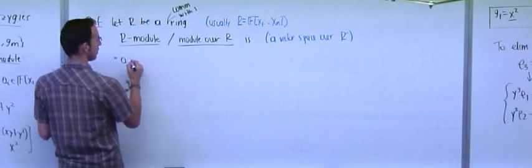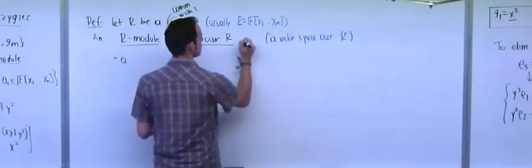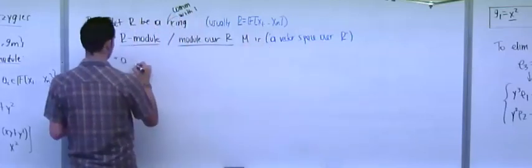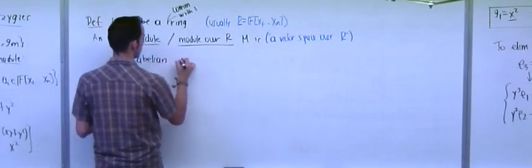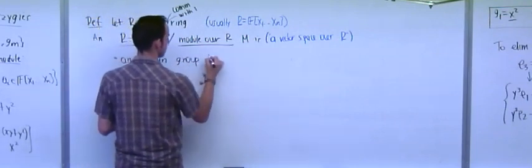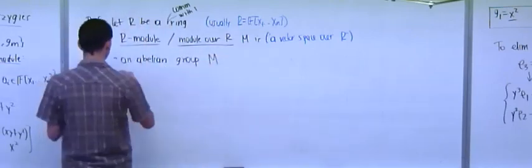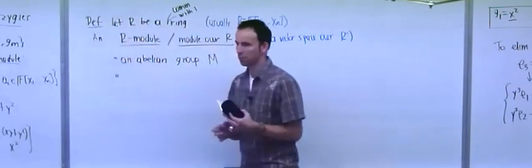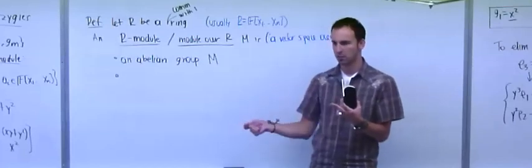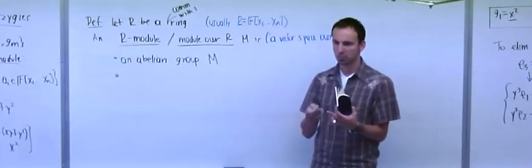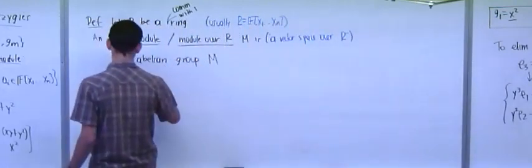let's call it M, okay? is an abelian group M, meaning that you have a way of adding, subtracting things in M. But then the other thing that you have in vector spaces is the possibility to scale vectors by things in your field. And here you're going to allow yourself to multiply by things in your ring. Okay? And this is called an action.